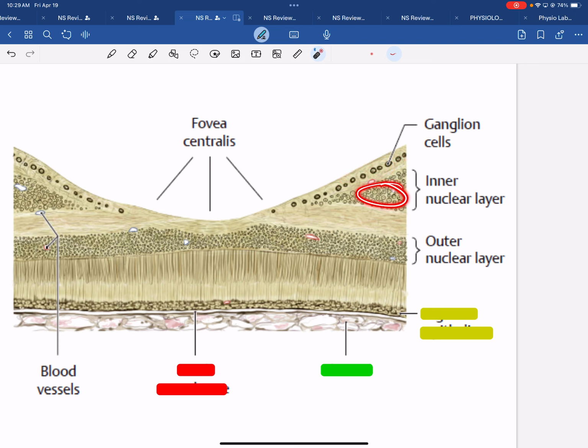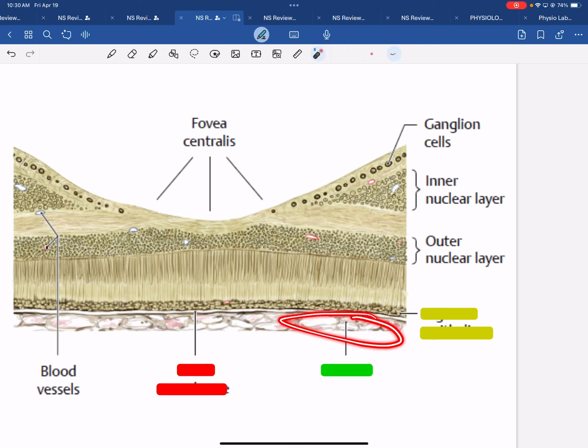there's no inner nuclear layer, these axons are coming from like the photoreceptors, and I don't know actually if they go up and then synapse, but the point is there's less stuff here, so the light comes in and then can hit the outer segments and then cause the impulse to travel, right? So this is fovea centralis.